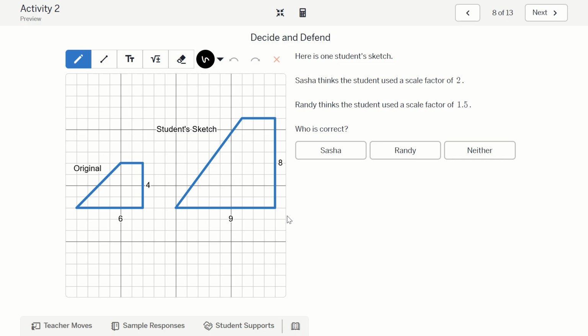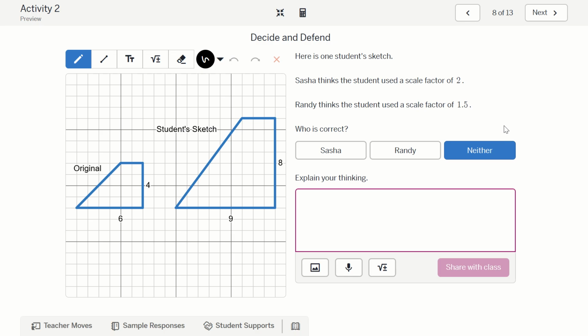So the correct answer is what, ladies and gentlemen? Neither. And you're going to explain why. So in your notes, you're going to explain why these are not scaled at all. This is not a scaled shape. Put it in your own words. Again, it's not scaled because the two sides are scaled differently, right? And for a shape to be fully scaled, everything needs to be scaled the same.